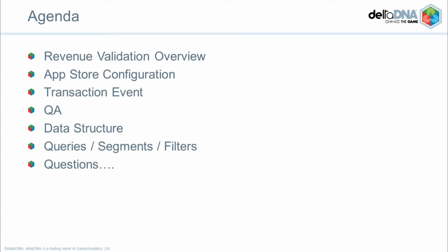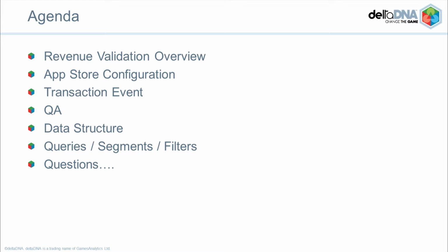First thing I'll tell you about is a little overview of how the revenue validation works and how we use it inside Delta DNA. Then I'll show you how to configure it, both taking the data from your App Store and how to use your transaction event to send us your receipt data, how to QA transaction receipts, what the data looks like inside Delta DNA, and how you can then start querying it and filtering users based on their valid receipts.